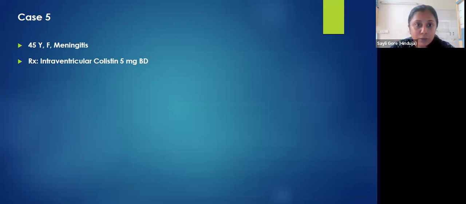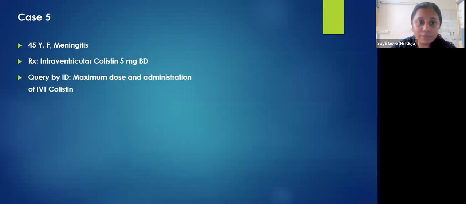She had post-operative neurosurgical infection and meningitis. She was advised intraventricular colistin as 5 mg BD, that is 10 mg per day. The doctors asked us whether we can exceed the dose of 10 mg of colistin. We did find some literature where 20 or 30 mg of colistin was used, but it was just one case report. We can't compromise the patient with lack of evidence, so we did not suggest a high dose.